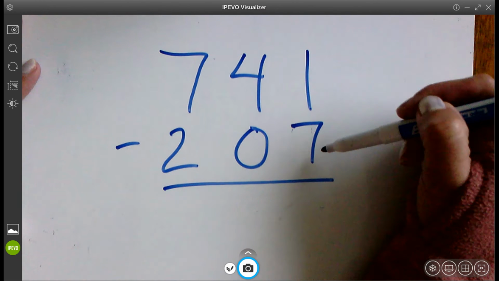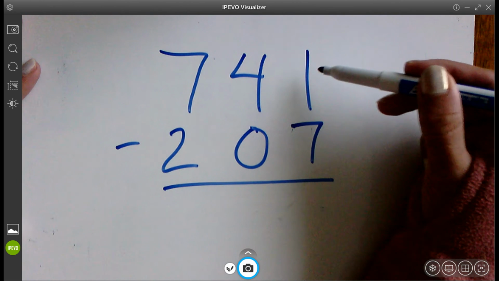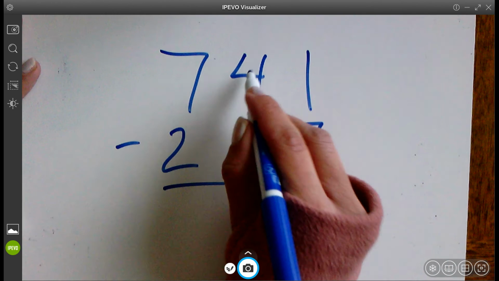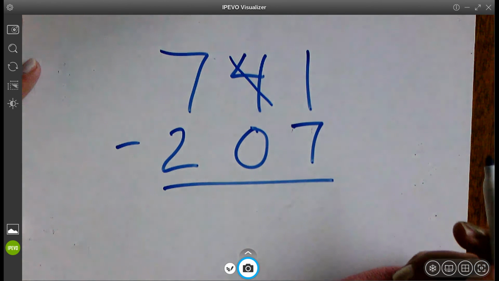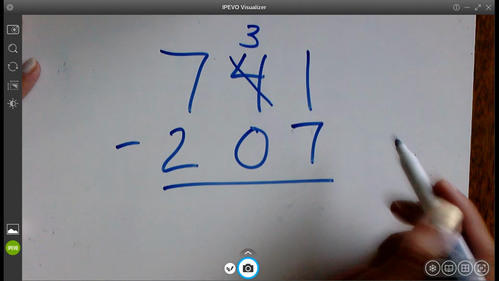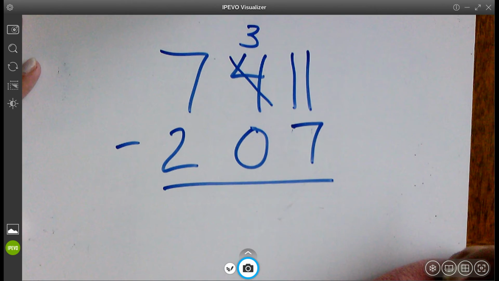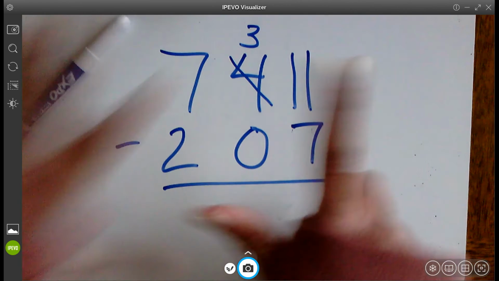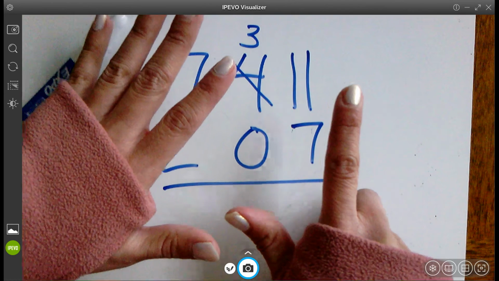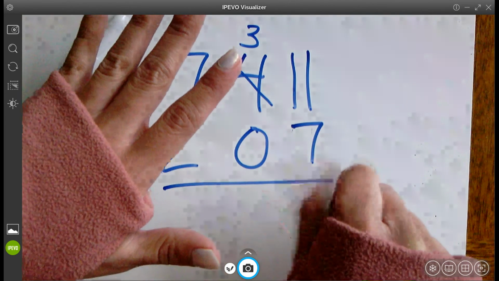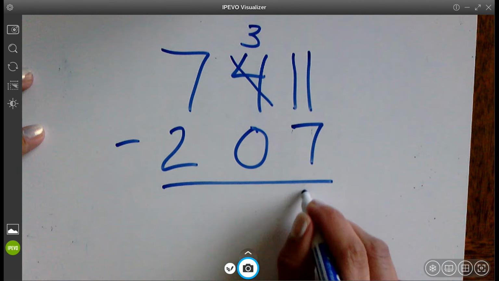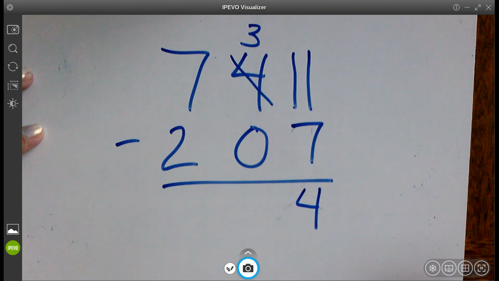All right, friends, more on top or more on the floor? We have more on the floor, so we have to go next door and get 10 more. So we're going to cross off the 4. What is 1 smaller than 4? It's 3. Now we're going to give 10 to the ones place, and now we have 11. 11 minus 7, I'm taking away 7, I'm going to press 11. 11, 10, 9, 8, 7, 6, 5, 4. So I have a 4 in the ones place.